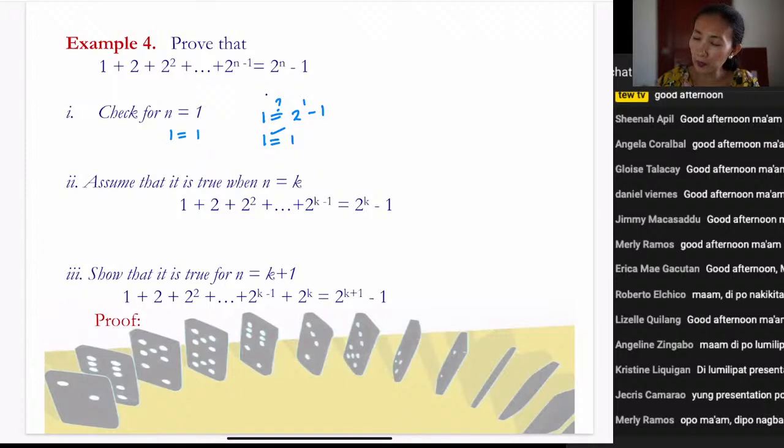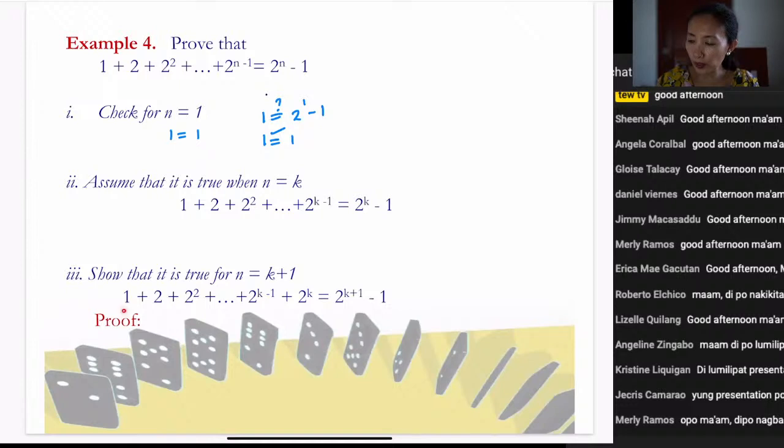So, this will be our assumption that 1 plus 2 plus 2 squared up to 2 raised to k minus 1 is equal to 2 raised to k minus 1. And the difference is this. Ito, yung minus 1 nasa exponent. Okay? Ito, minus 1 is a term. Nasa baba siya. This is our assumption. Now, we have to show that the formula is true for n equal to k plus 1.